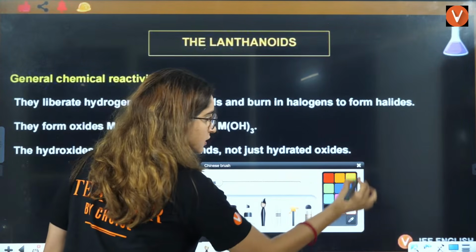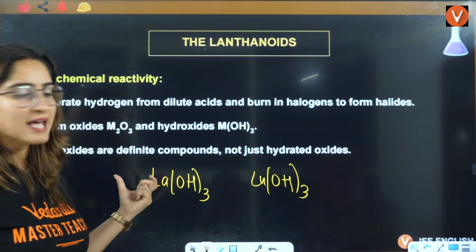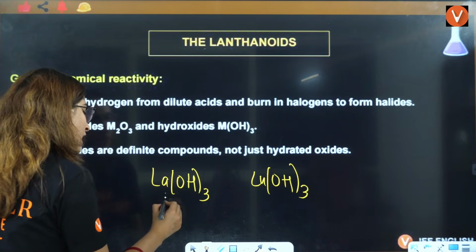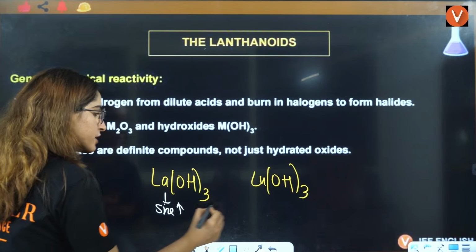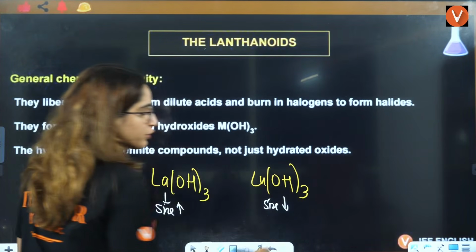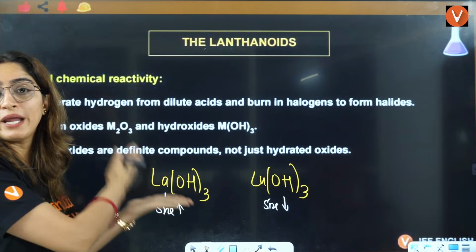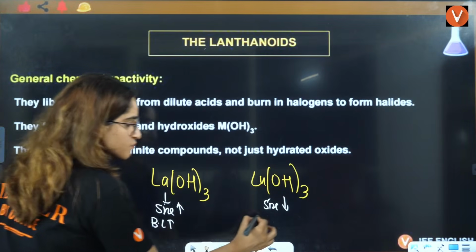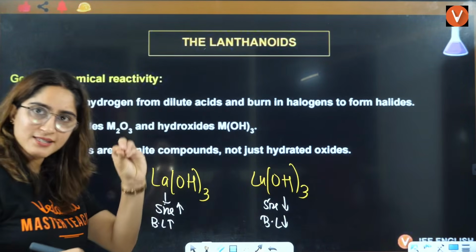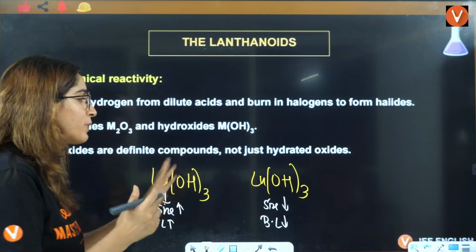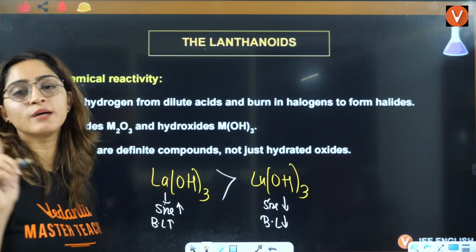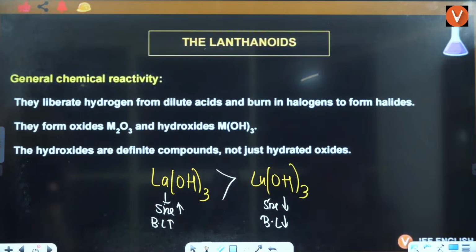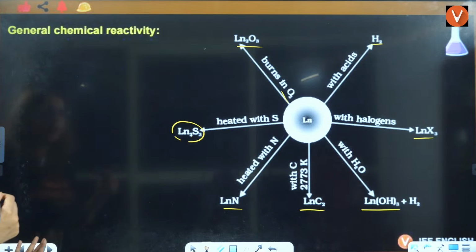If you see this here, the size from lanthanum to lutetium is decreasing, right? So here size is large, here size is less, the size of lutetium is less. That's why it is easy to break the bond here. Here bond length will be more, here bond length will be less. Size is less, bond length will be less, so it is difficult to break this bond. That's why lanthanum hydroxide is more basic as compared to lutetium hydroxide. Yes, everybody? I think that's it.